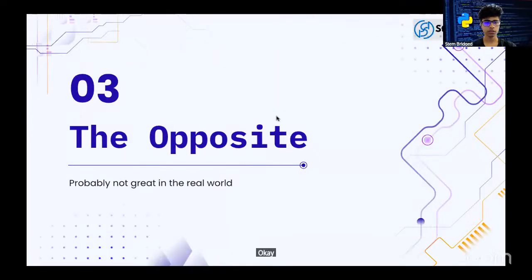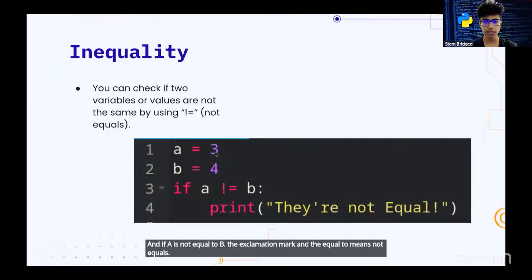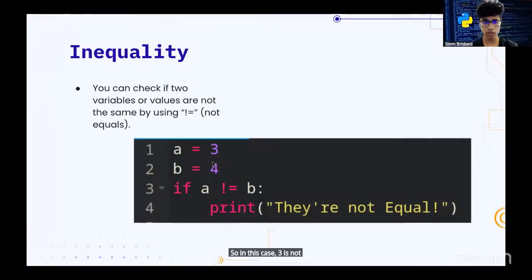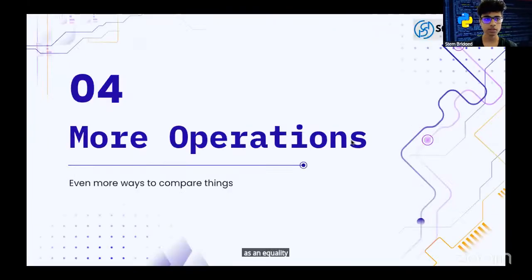Okay. So now let's talk about the opposite of equals. Inequality. So we set A is equal to 3 and B is equal to 4. And if A is not equal to B, the exclamation mark and the equal sign means not equals. So 3 is not equal to 4, right? So it will print "They are not equal." If this was equal, it would just skip it and not print anything.